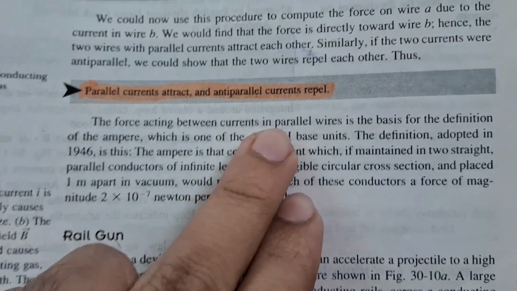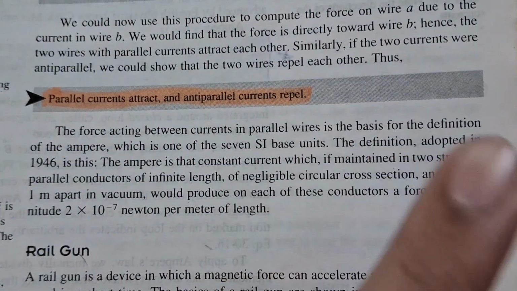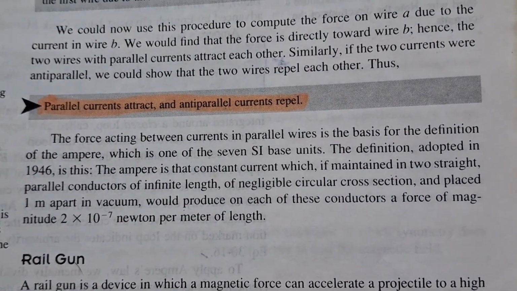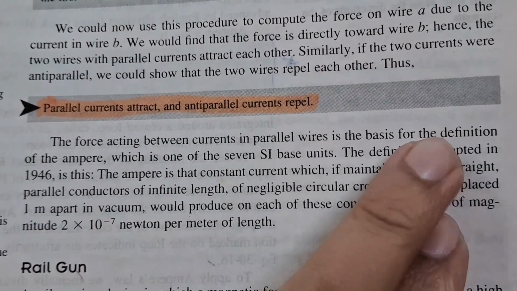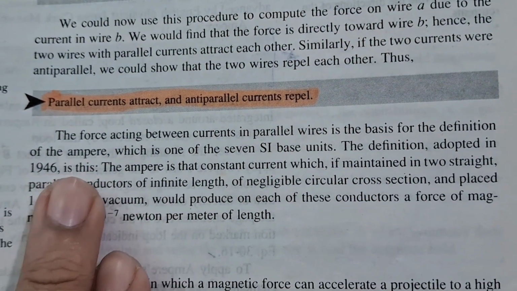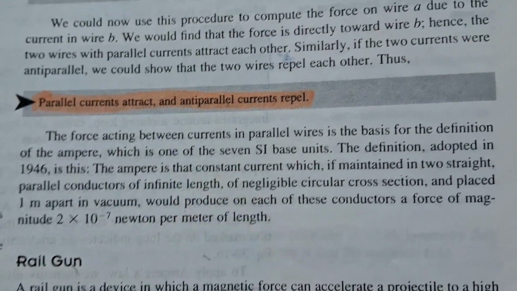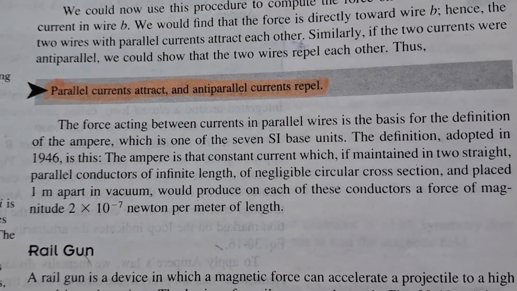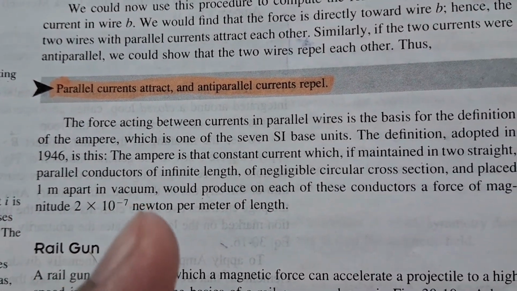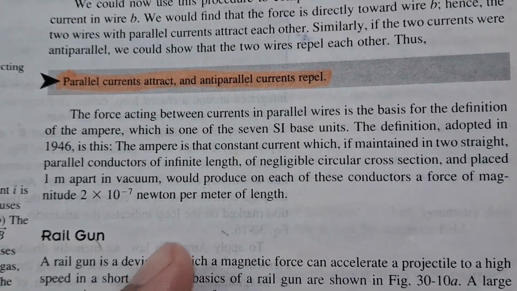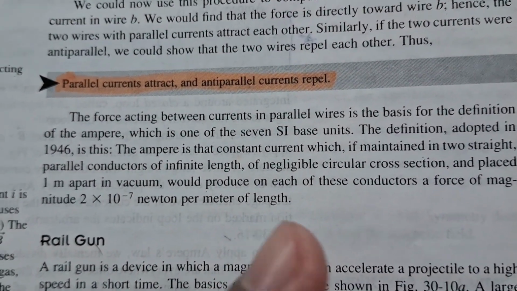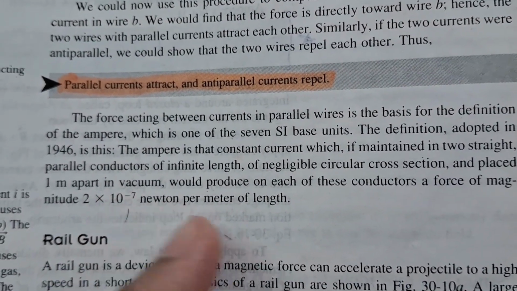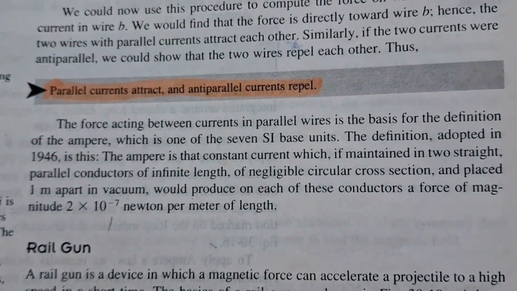There is one more thing. The force acting between currents in parallel wires is the basis for the definition of the ampere, which is one of the 7 SI base units. The definition adopted in 1946 is this: the ampere is that constant current which, if maintained in two straight parallel conductors of infinite length of negligible circular section and placed 1 meter apart in vacuum, would produce on each of these conductors a force of magnitude 2 times 10 to the power minus 7 Newton per meter of length.